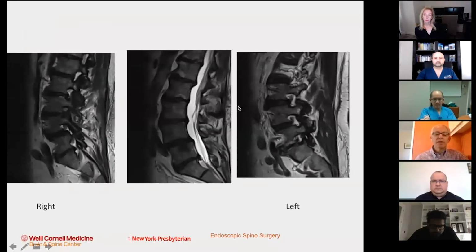If we look at these sagittal images, the mid-sagittal view is not bad. If we look at the left sagittal view, the foramen is open, see the nerve root with the fat around. However, when we look on the right side, there's significant foraminal narrowing, disc herniation, and this is what's clearly causing the compression.